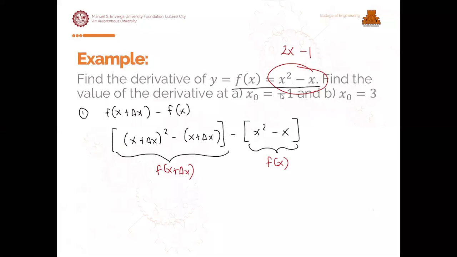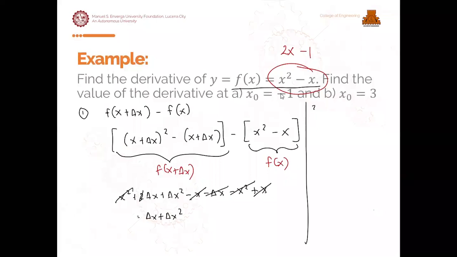So simplify natin. So we have x squared plus 2 delta x plus delta x squared minus x minus delta x minus x squared plus x. Okay? So simplify natin itong given natin. So yung x squared magka-cancel out, and then itong x magka-cancel out. Yung delta x natin mababawasan ng isa. So natira doon sa function natin is delta x plus delta x squared. Okay? So yun yung first step natin.